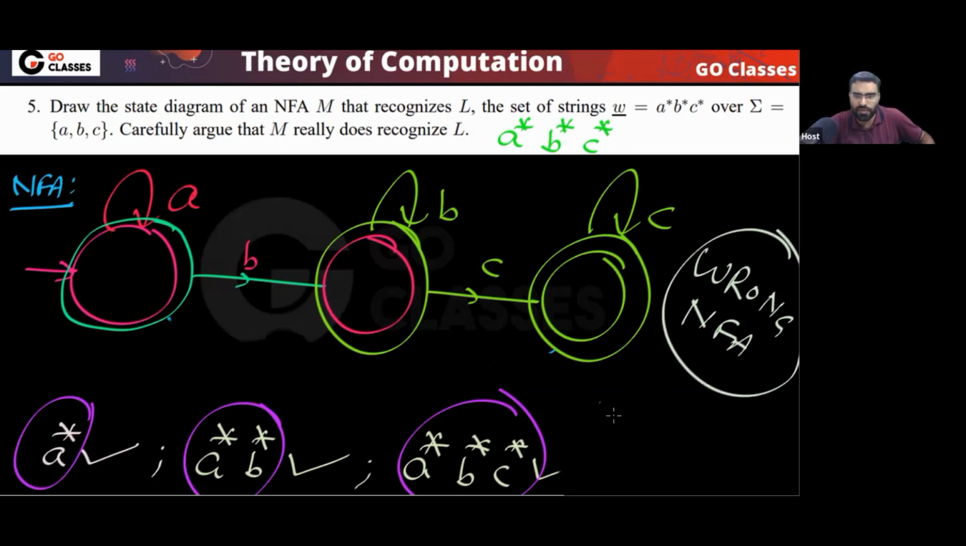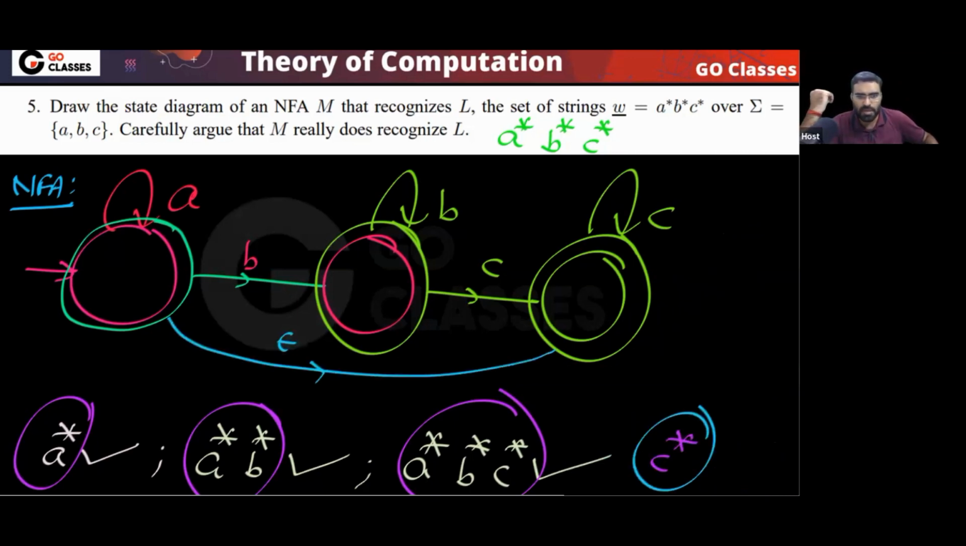Why is this a wrong NFA? Because you can notice C is not accepted. For example, A, C, C is not accepted. You can easily notice C plus is not accepted, and A plus C plus is not accepted. So these strings are not accepted, and this is a wrong NFA.